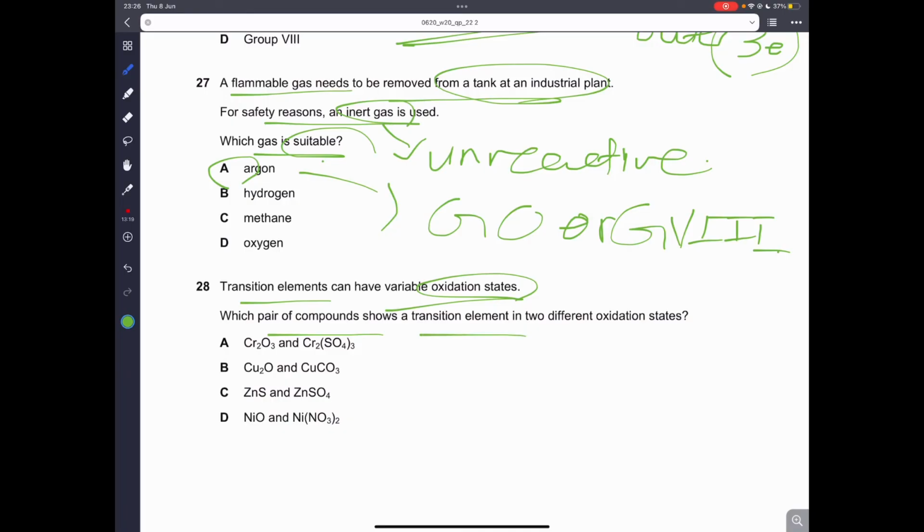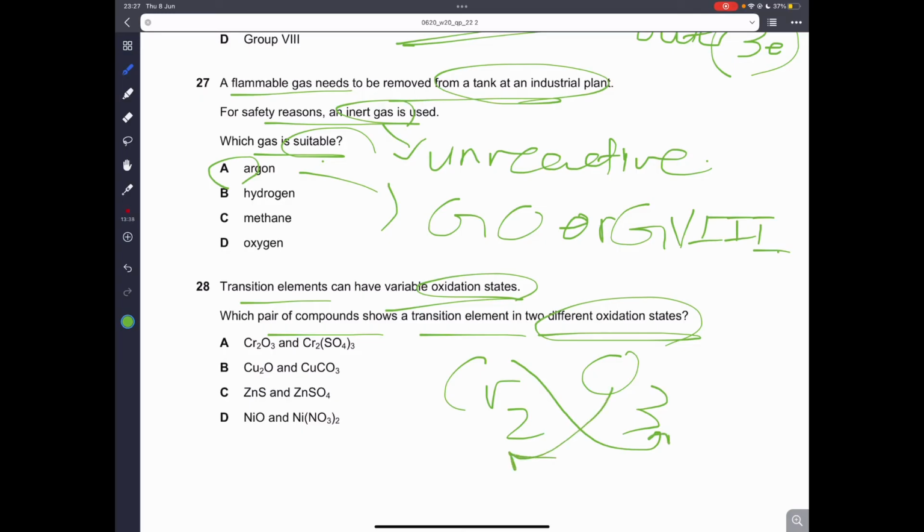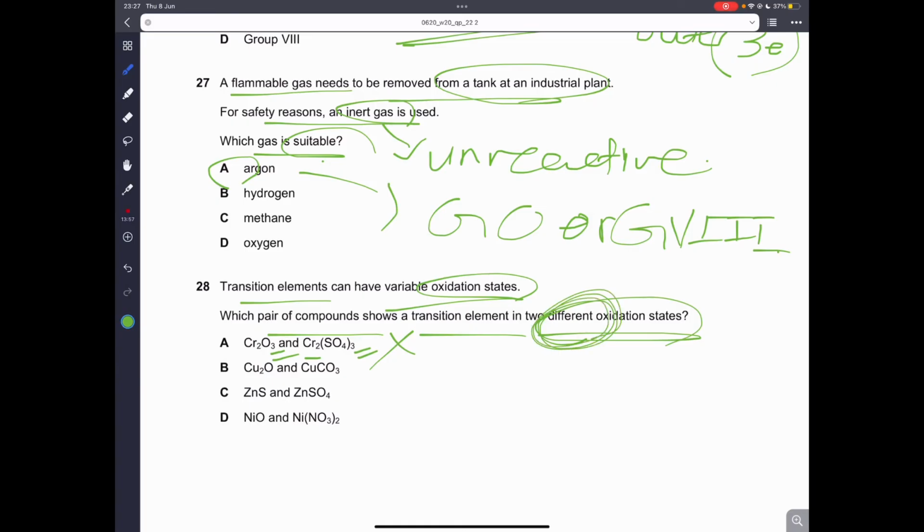Which pair of compounds shows a transition element in 2 different oxidation states? Remember, there's a very cheap trick to do this. This is to look at the charge underneath. So if I write Cr2O3, the charge of Cr is underneath oxygen, and the charge of oxygen is actually underneath Cr. So if you look at them, you can compare the oxidation states. Now Cr has an oxidation state of 3, and Cr also has an oxidation state of 3, so this means they have the same. It needs a different oxidation state.